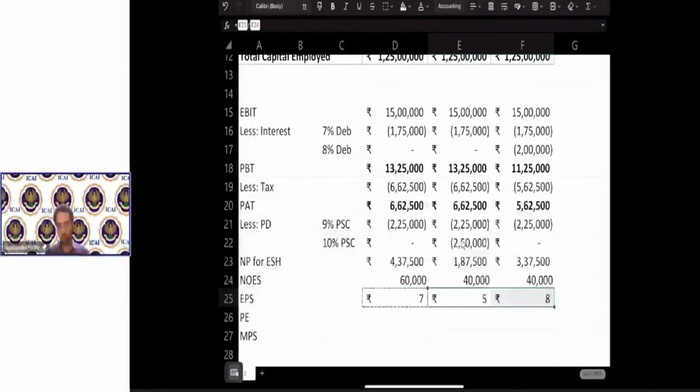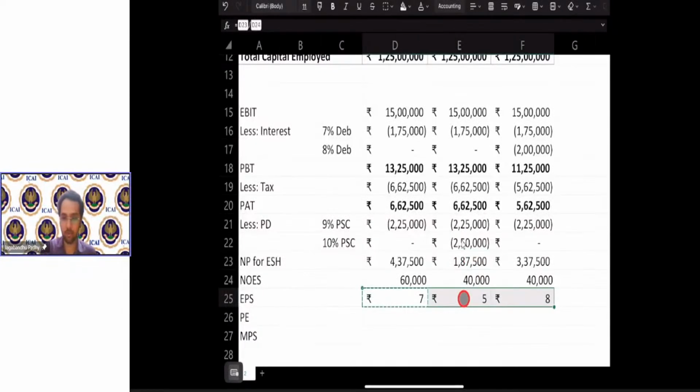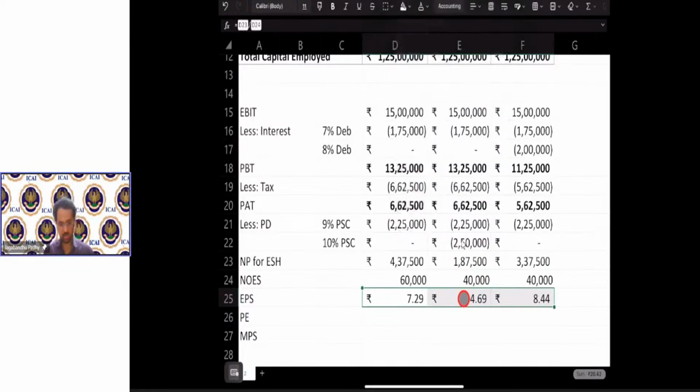So EPS is the one. Now, had it been that EPS is the criteria for choosing the financing plans, then we would have considered this, or again, say the first plan would have been given due consideration. Yeah, these are your EPS figures.